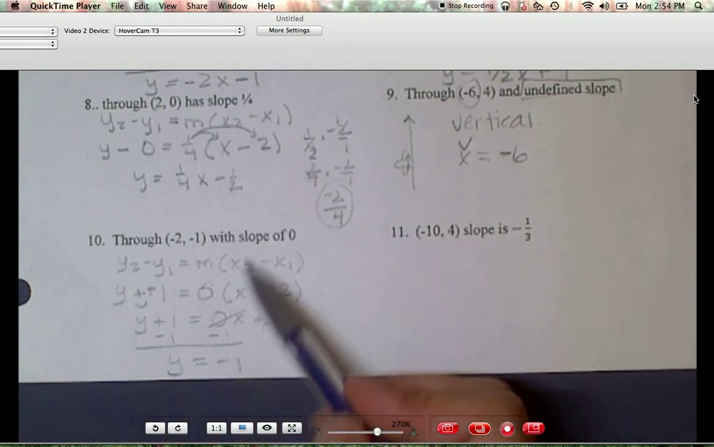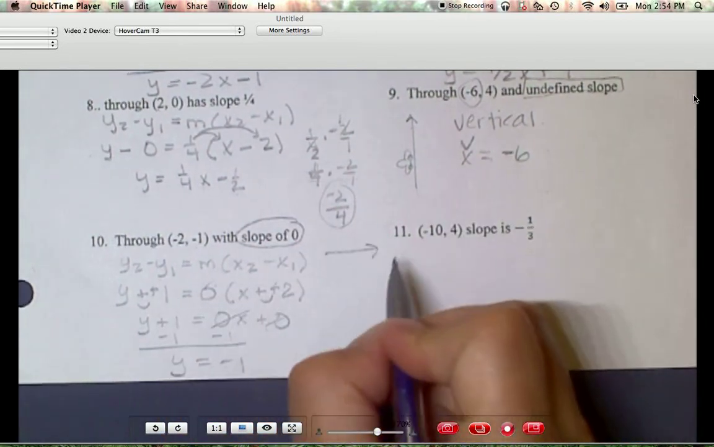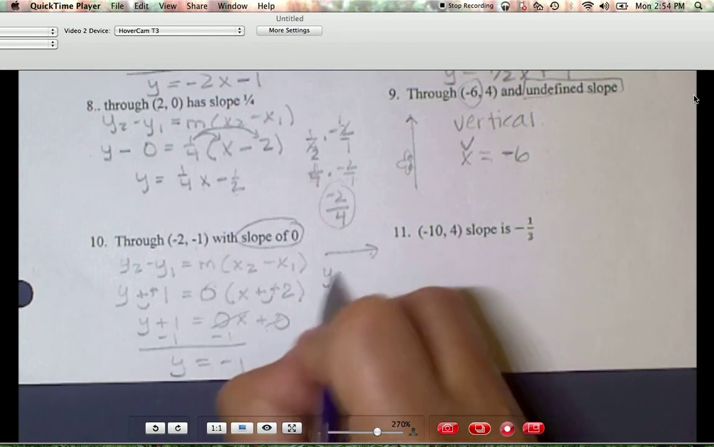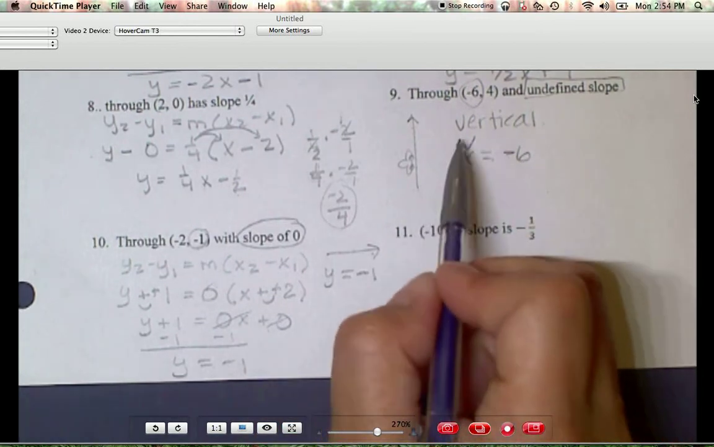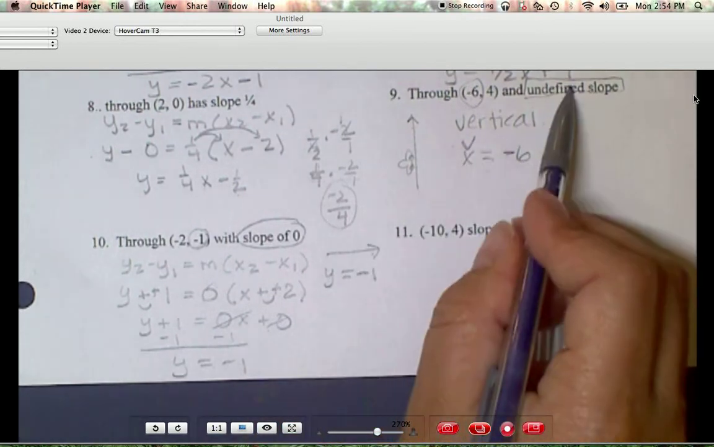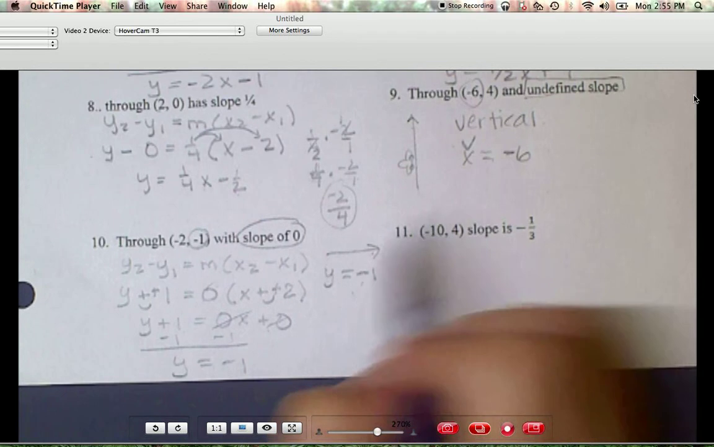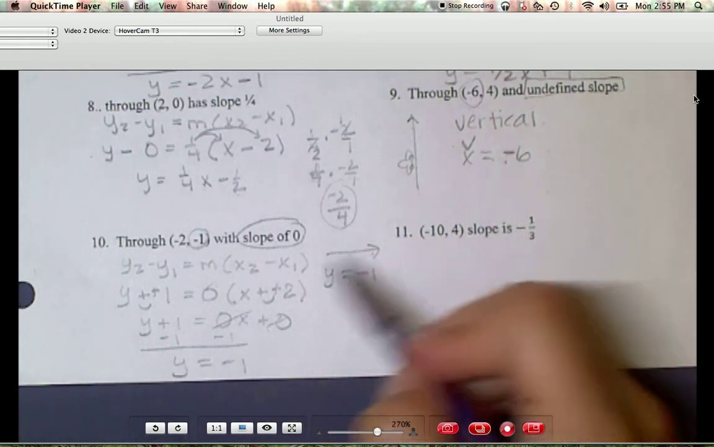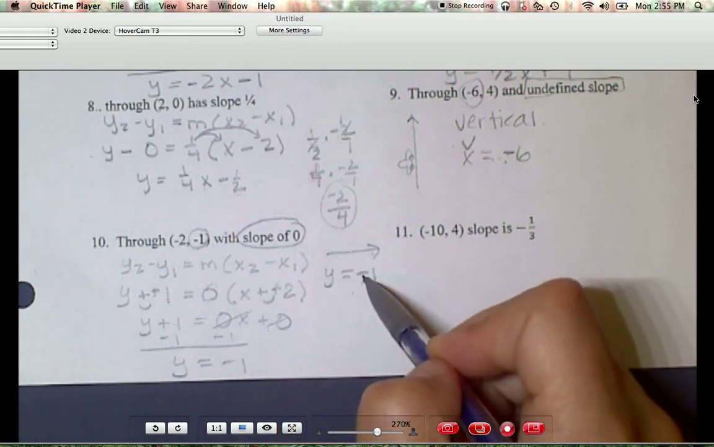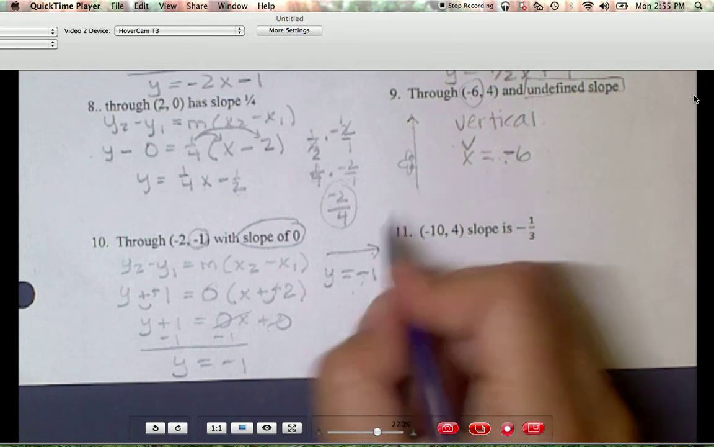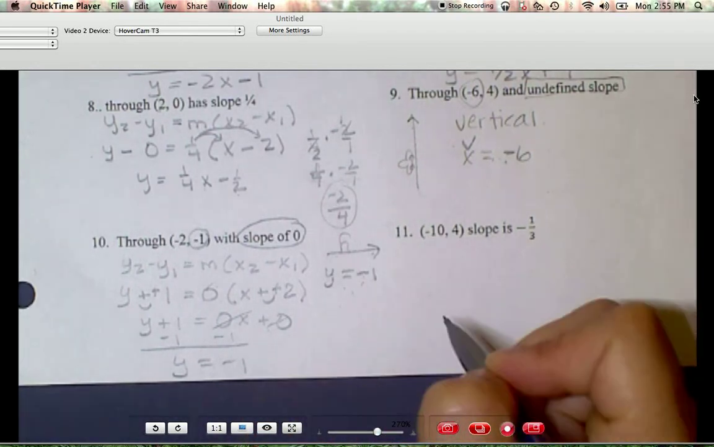Now, you could have skipped all of this if you recognize that a slope of 0 would be a horizontal line. And a horizontal line would be a y equals something, and the y value is negative 1. So basically, if we use the same skills we used in number 9, anytime the slope is undefined or has a slope of 0, then you can take this shortcut. Now, in this case, this is the only way you can find it, but if it's a slope of 0, you can either go the long way or you can take the shortcut. Again, a slope of 0 means it's got to be a horizontal line. If you flip that h upside down, it would give you a y. So y equals negative 1 would be your answer.